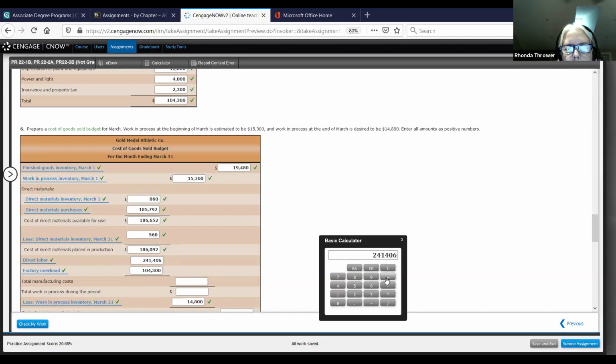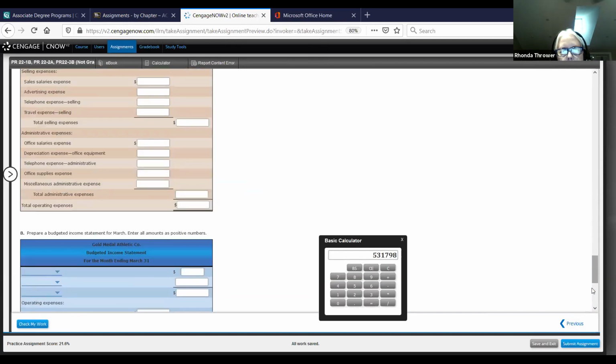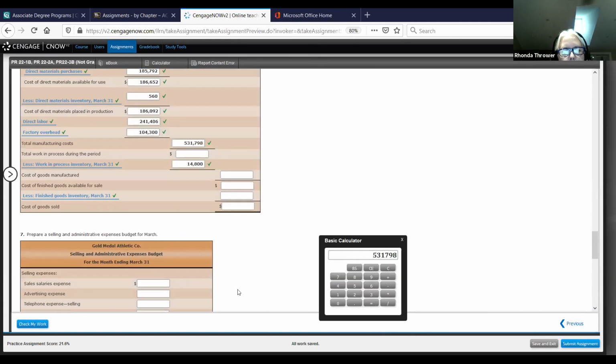And then we're going to add 104,300 to that. And that's going to give me 531,798. It's a good idea to check your work because this one's got to be right. It's going to feed into another budget.